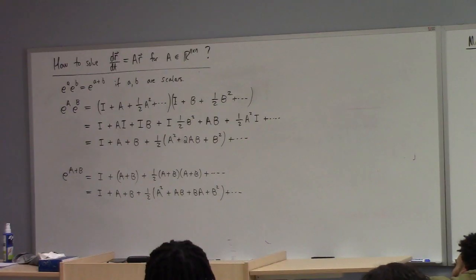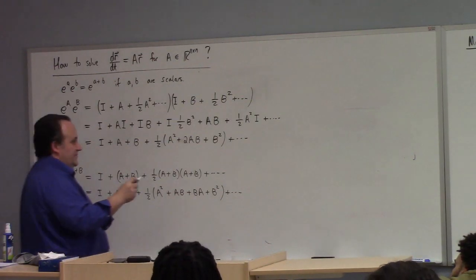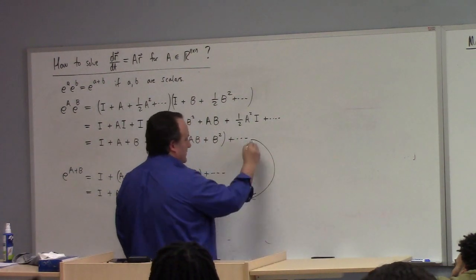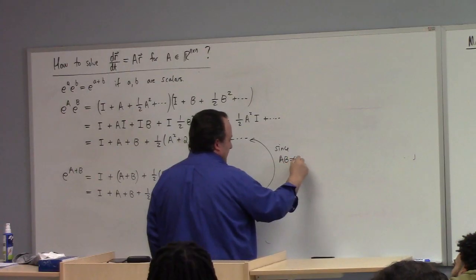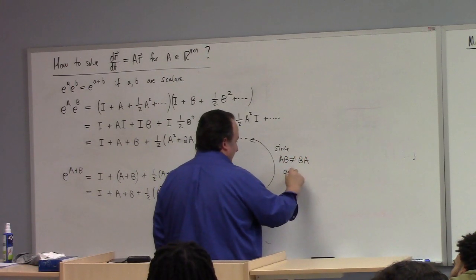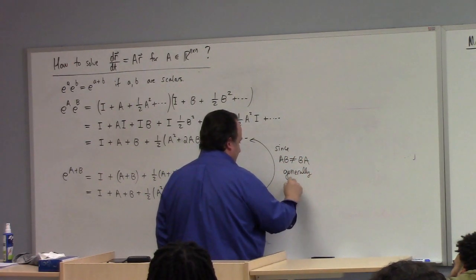It's not. Why? Because a times b does not have to be equal to b times a. It's not commutative. A times b does not have to be equal to b times a. These don't have to match, since ab is not equal to ba generally. These are not equal.